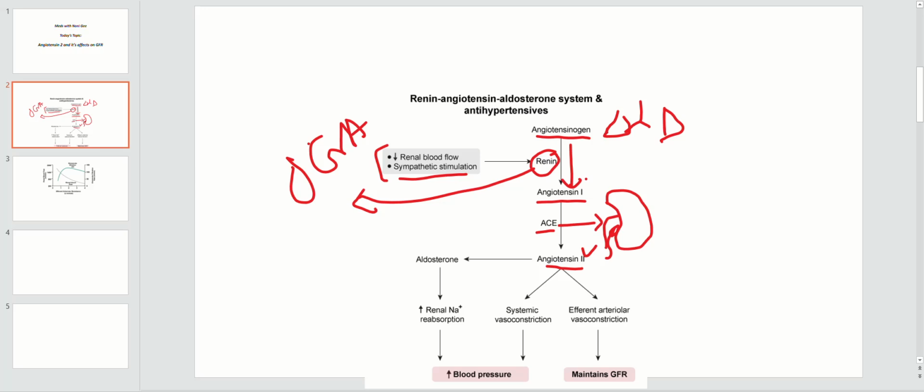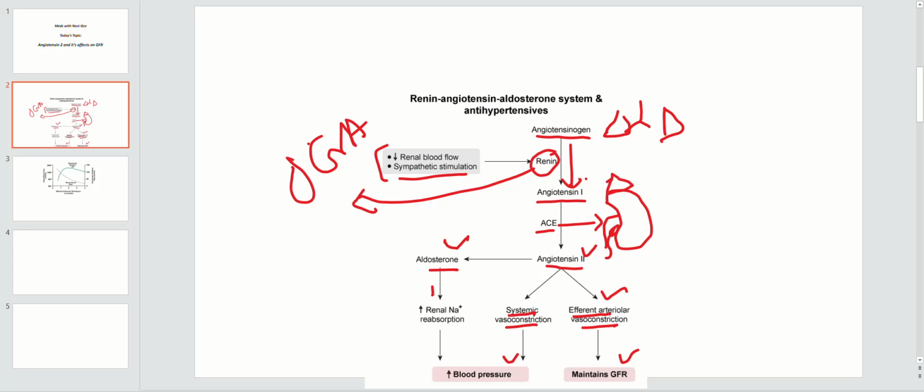Now angiotensin 2, what does it do? Number one, it causes efferent arteriolar vasoconstriction, which is required to maintain your GFR. Secondly, it causes systemic vasoconstriction, which is required to maintain and increase the blood pressure. And the third important effect is that it causes the synthesis of aldosterone, which is synthesized from the adrenal gland.